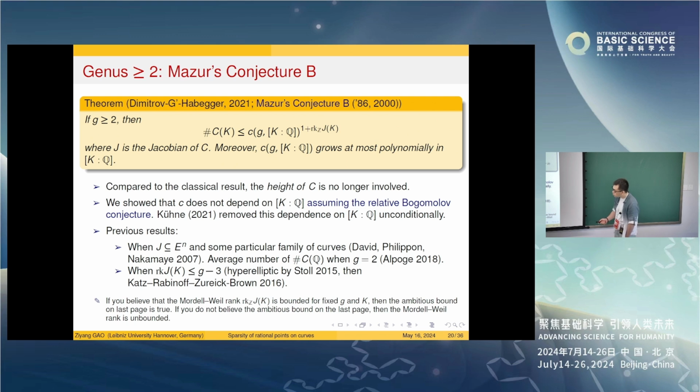Another sort of result in this flavor is by the Chabauty-Coleman method. This method works when the rank is small. In the hyperelliptic case, it was proved by Michael Stoll, and then this result was generalized by Katz, Rabinoff, and Zureick-Brown to any curve of small rank.